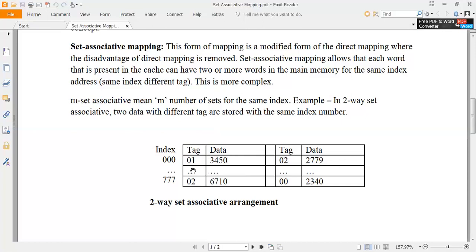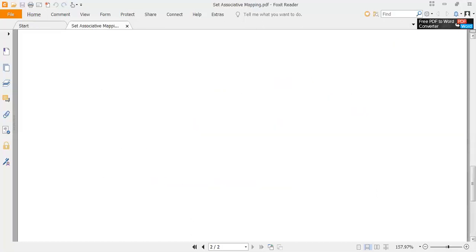18 for this data and 18 for this set. That means for set 1, what is the size? 18 bits. And what is the size of set 2? 18 bits. So 18 plus 18 is 36. So what is the size of the cache memory? 512 into 36. I have written it for you.